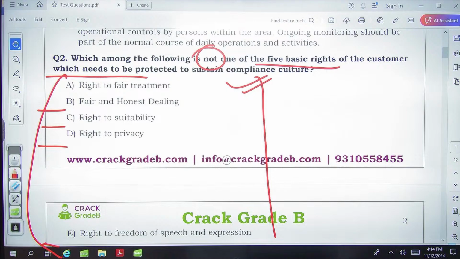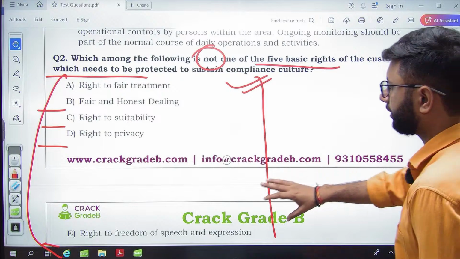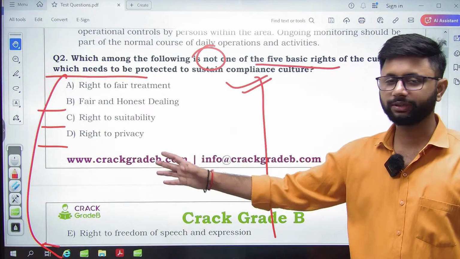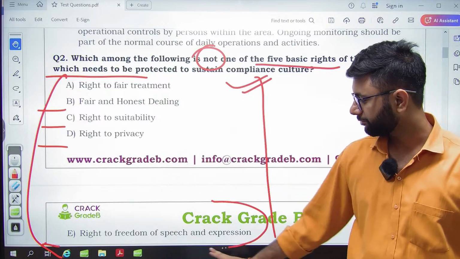What do you think is the correct answer for second? Five basic rights of customers which need to be protected by the banking system. Any idea? Think about which right does not go directly with the banking system, which is obviously the right to freedom of speech and expression.